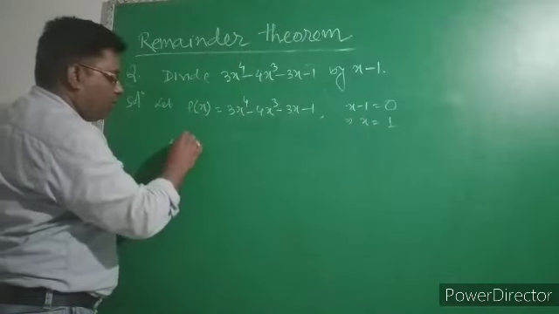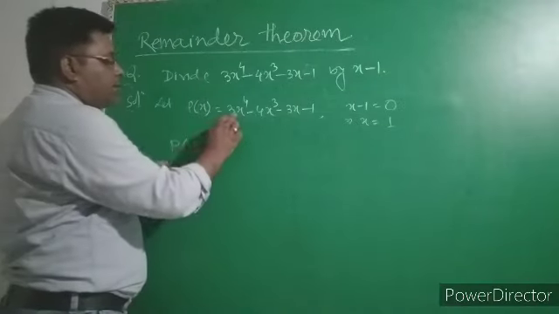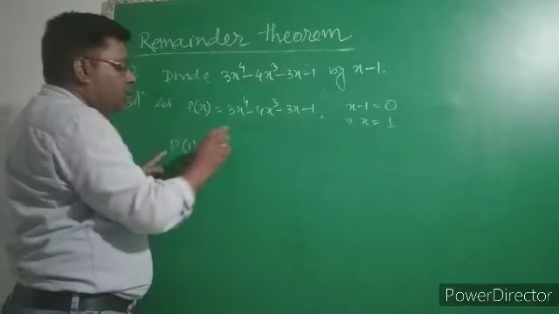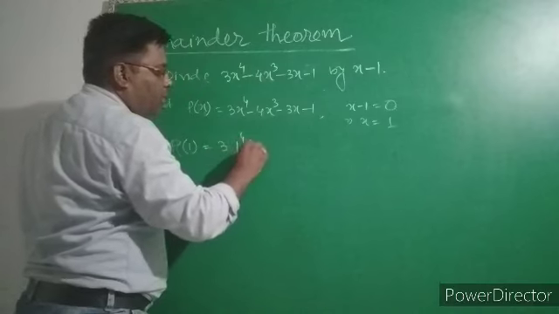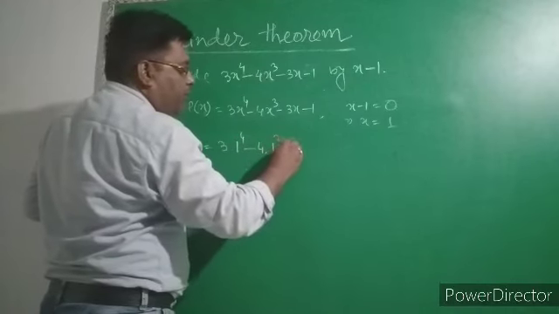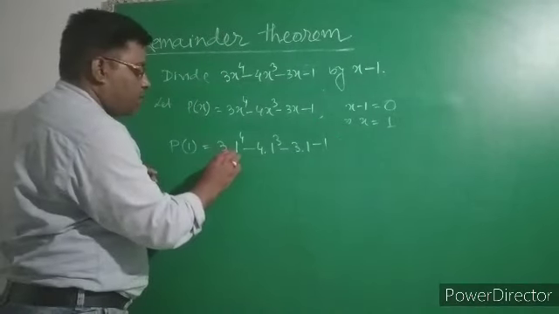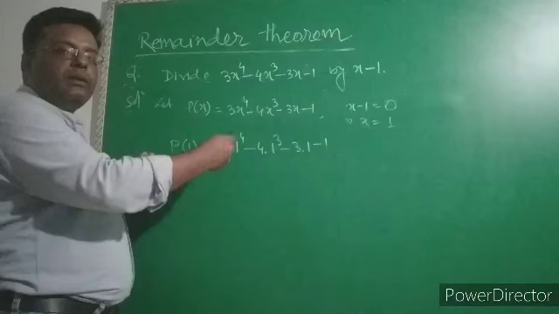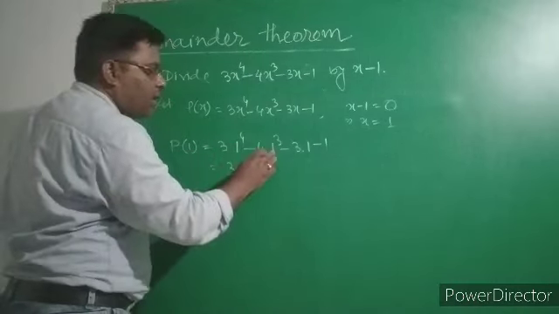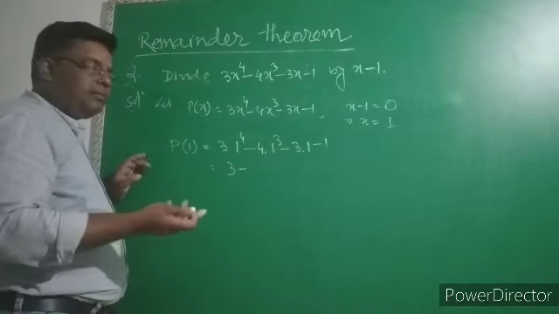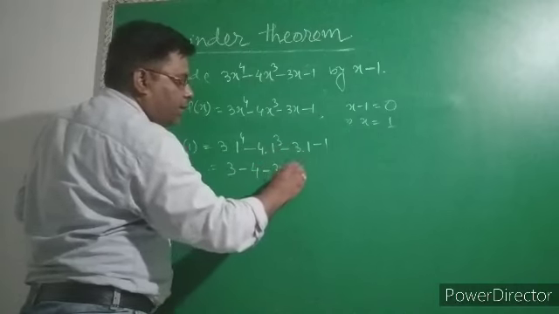That is, when we replace this x by 1, what happens? p(x) is this polynomial. So when we write x equal to 1, we have to replace it with 3 into 1 to the power 4 minus 4 into 1 cube minus 3 into 1 minus 1. That is 1 to the power 4, that is 1 into 1 into 1 into 1, so 1. So it is 3 minus 4 into 1 cube, that is 1 into 1 into 1, that is 1. So 4 into 1 will be 4, minus 3 into 1, 3, minus 1.